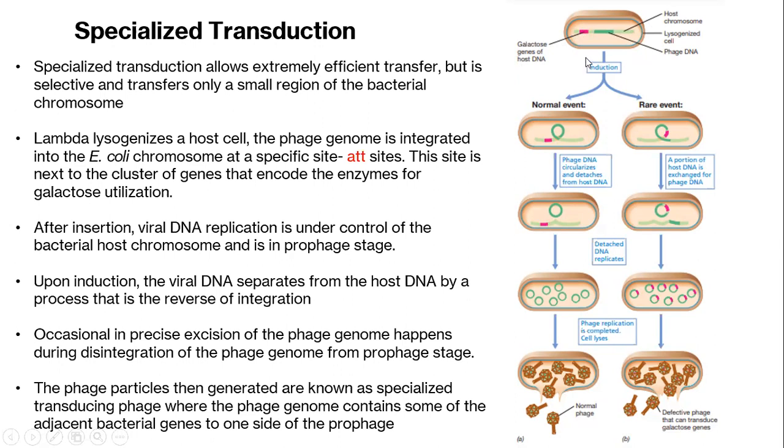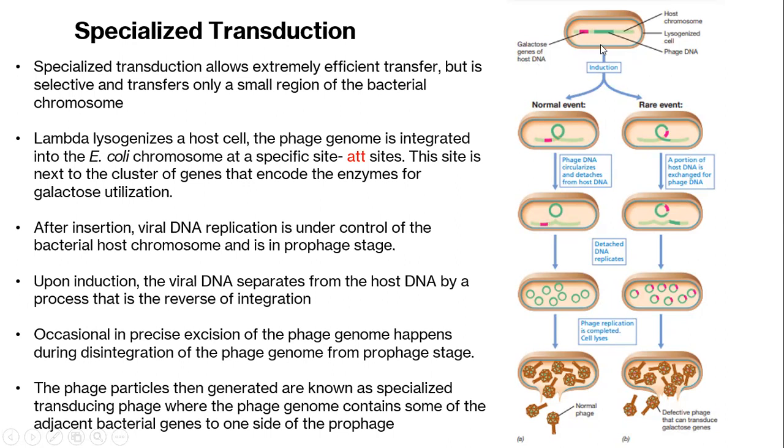Now, this integration process does not take place at any random location, but there are certain sequences within the bacterial chromosome which are known as the att sites. Att stands for attachment, and these are sequences of homology between the lambda phage DNA and the bacterial chromosomal DNA, which allows integration of the phage DNA into the genome. These are present at specific locations within the chromosome, and adjacent to these att sequences are specific genes which encode for utilization of the sugar galactose. So basically they contain galactose utilization genes.